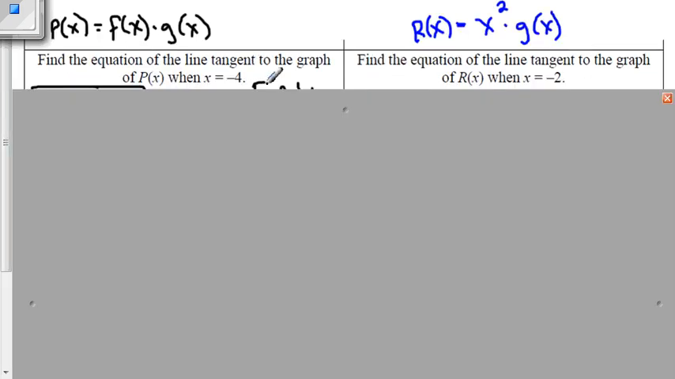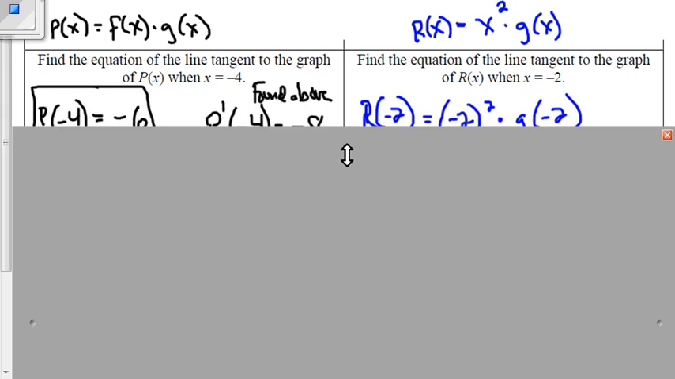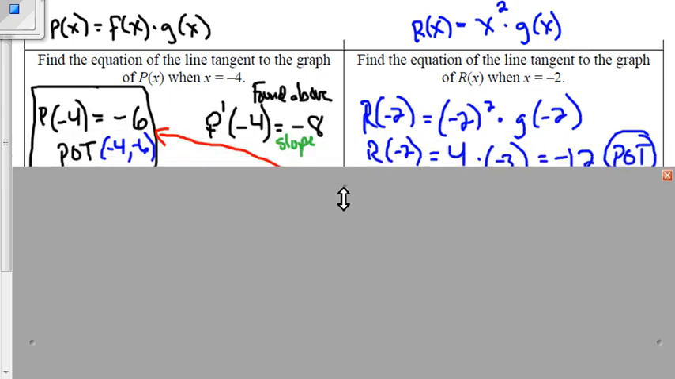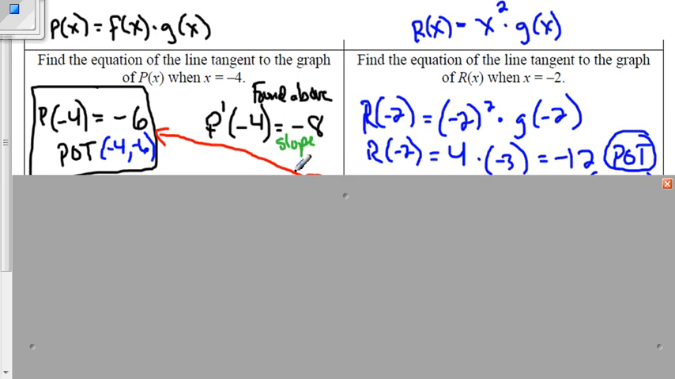Find the equation of the line tangent to the graph of p(x) when x equals negative 4. And same thing over here, find the equation of the line tangent to the graph of r(x). What do I need to do? I need to find the derivative. So the first thing I can find in each is the point of tangency. How do I do that? Let's substitute back into the original.